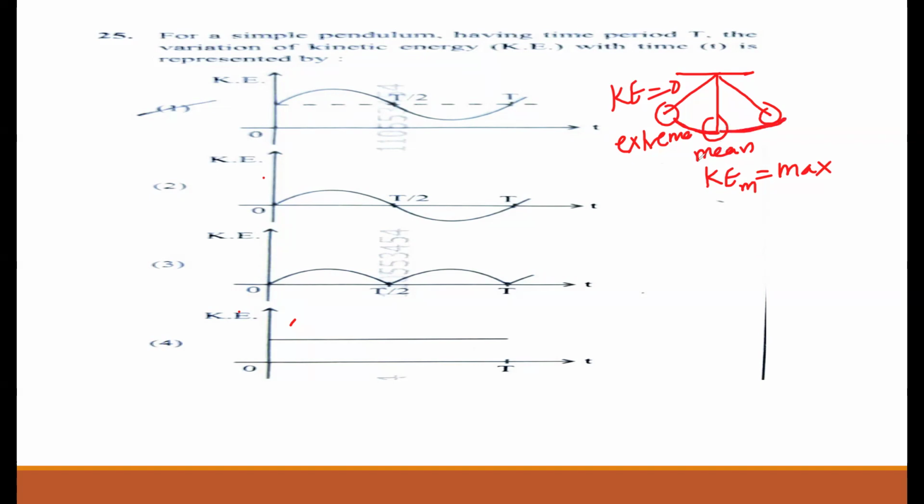So that means your option here would be equal to one cycle, that is, half of the cycle. On one side we have the output as 0 to T by 2, maximum to minimum, again maximum to minimum. This way it continues. So the third option would be the correct answer.